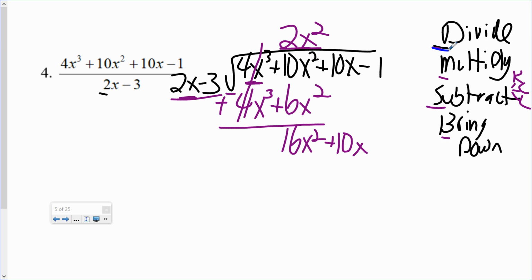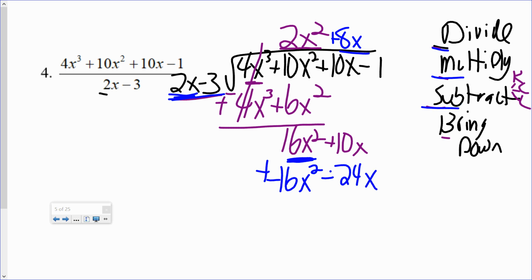Divide. I'm back up to the top. Divide the first term by the first term. 16x squared divided by 2x is 8x. Multiply. 8x times this whole thing out here. 16x squared minus 24x. Subtract. Keep change. You're changing the sign of everything in the second polynomial.